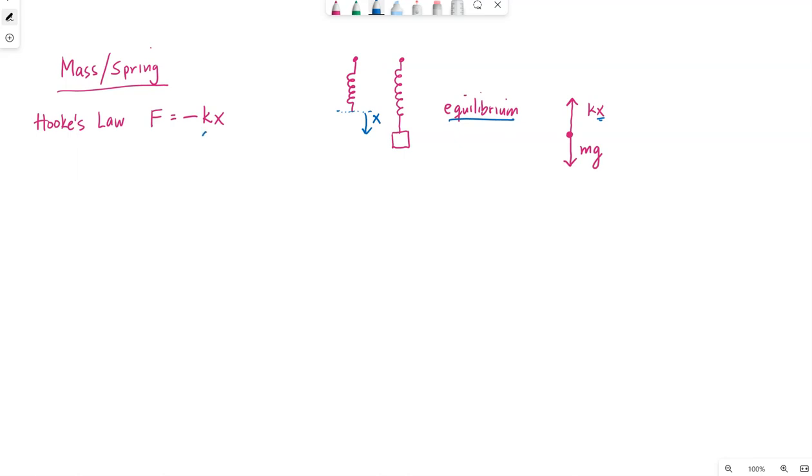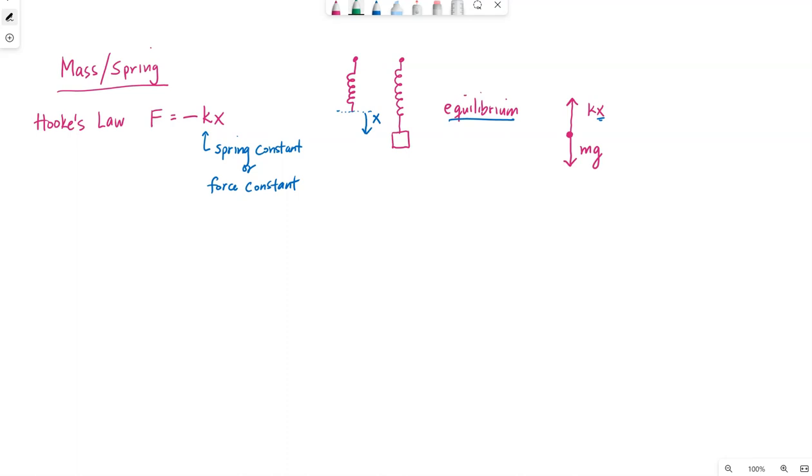Now, as a reminder as well, k is called the spring constant, also sometimes called the force constant of the spring. That is something unique to the spring. So it's a relation of how strong the spring is. The bigger the k value, the stronger the spring is.